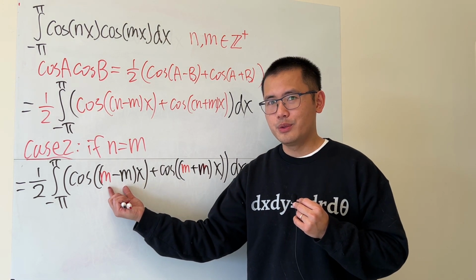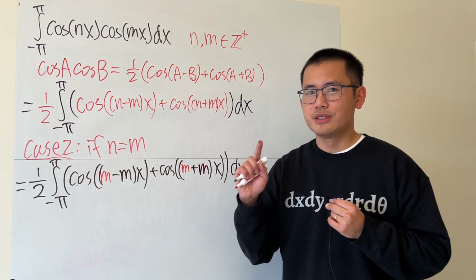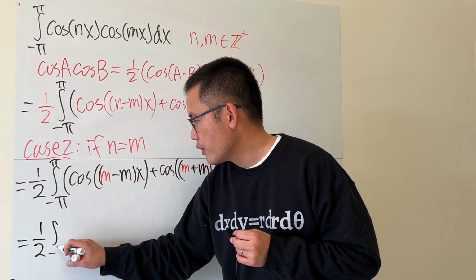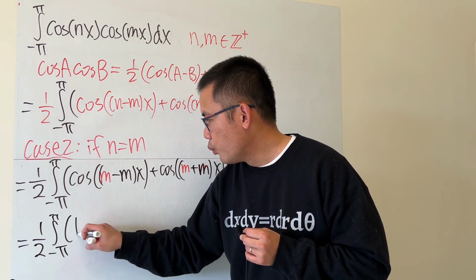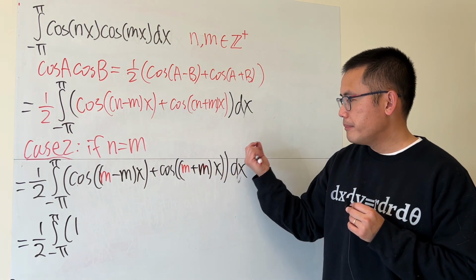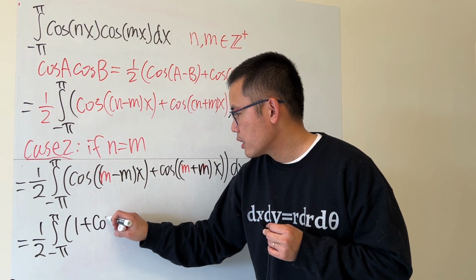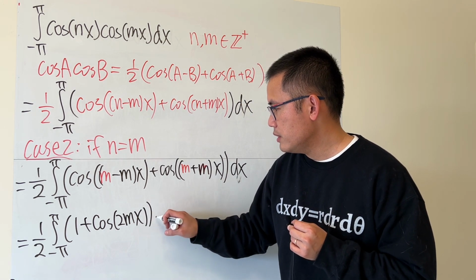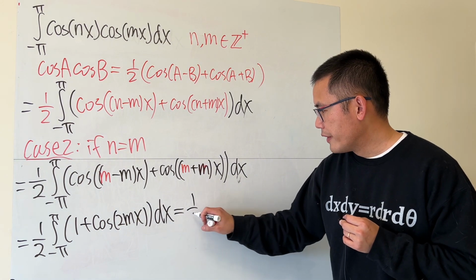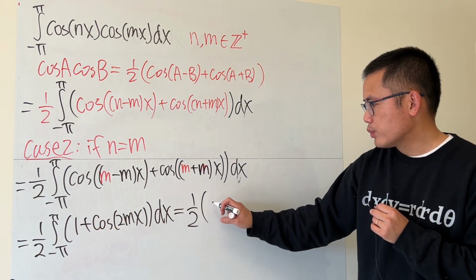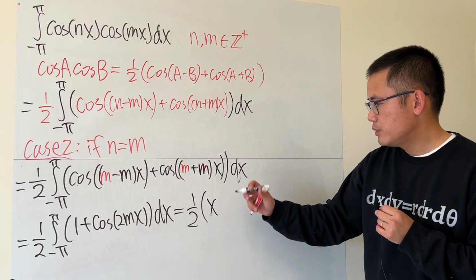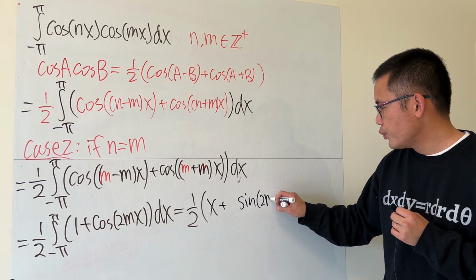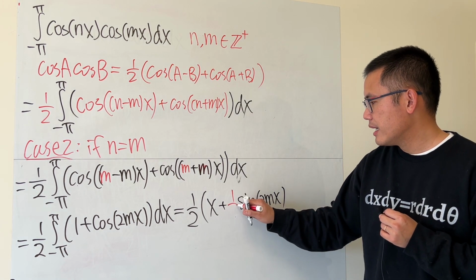Alright, now this is just equal to 0. Cosine of 0 is just equal to 1. So we can just look at this as 1/2 integral going from negative pi to pi of 1. And for this, it's just 2mx. So plus cosine of 2mx. And then just integrate this. So 1/2. Integrating 1 in the x world is x. Integrating this, just like what we did earlier. So plus sine of 2mx. And then divided by 2m.